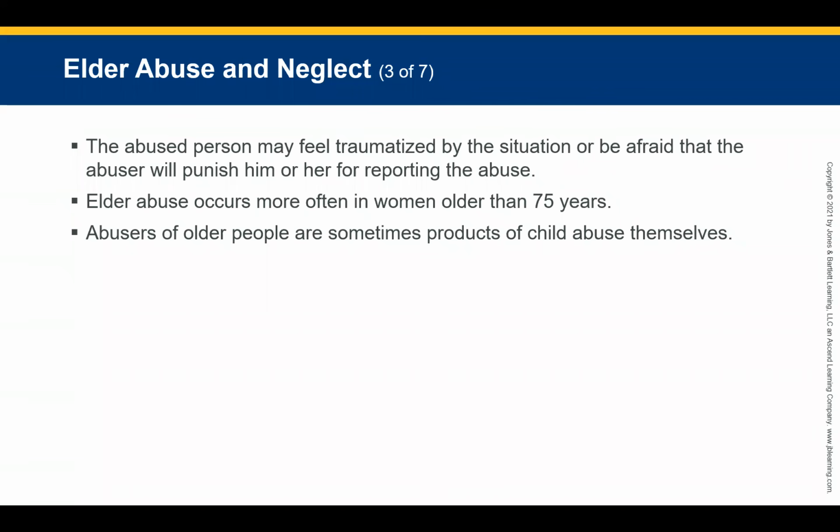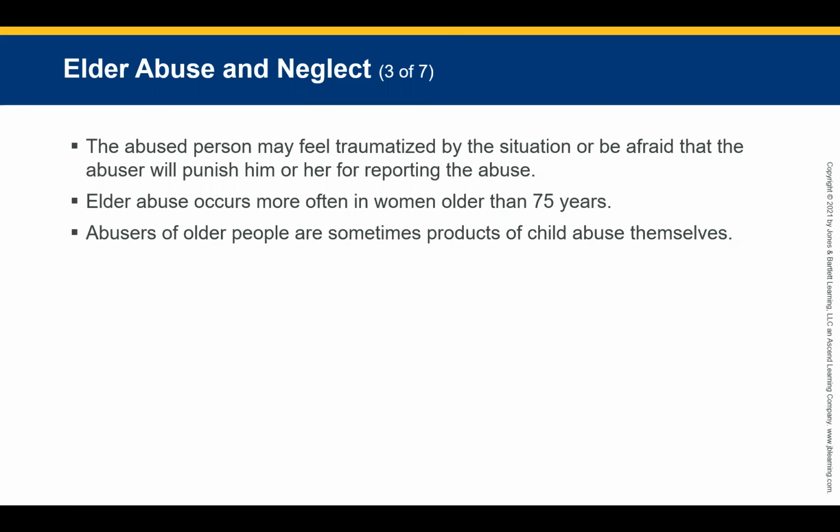Victims of elderly abuse are often hesitant to report the problems to law enforcement. The abused person may feel traumatized by these situations or be afraid that their abuser will punish him or her for reporting the abuse. The abused person is often frail with multiple chronic medical conditions or dementia. Elderly abuse occurs most often in women older than 75. Abusers of older people are sometimes products of child abuse themselves, and the abuse inflicted on the older person may be in retaliation.